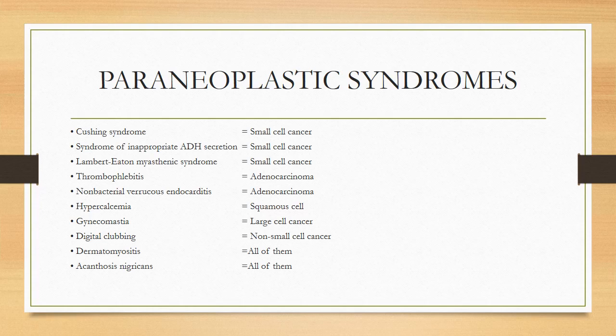Then there are paraneoplastic syndromes from hormone secretion. Cushing syndrome occurs because of the secretion of ACTH from small cell cancer, and syndrome of inappropriate ADH secretion also occurs because of small cell lung cancer. Lambert-Eaton myasthenic syndrome is associated with small cell lung cancer. Thrombophlebitis and non-bacterial thrombotic endocarditis are associated with adenocarcinoma. Hypercalcemia occurs because of parathyroid hormone related peptide release from squamous cell carcinoma, and gynecomastia because of gonadotropin release from large cell cancer. Digital clubbing occurs with non-small cell cancer, and dermatomyositis and acanthosis nigricans with all of the cancers.